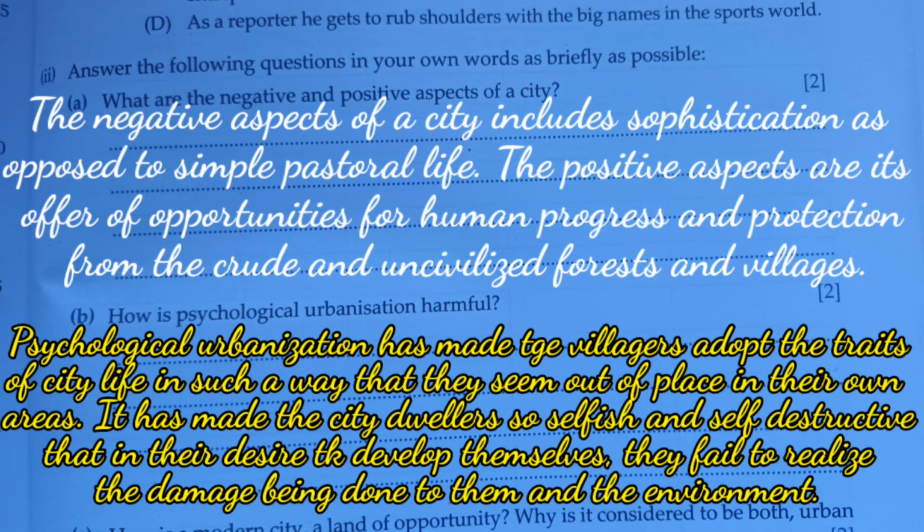Next, number 2. Here answer the following questions in your own words as briefly as possible. So the first one, what are the negative and positive aspects of a city? So the answer could be, the negative aspects of a city include sophistication as opposed to simple pastoral life. The positive aspects are its offer of opportunities for human progress and protection from the crude and uncivilized forests and villages. B, how is psychological urbanization harmful?